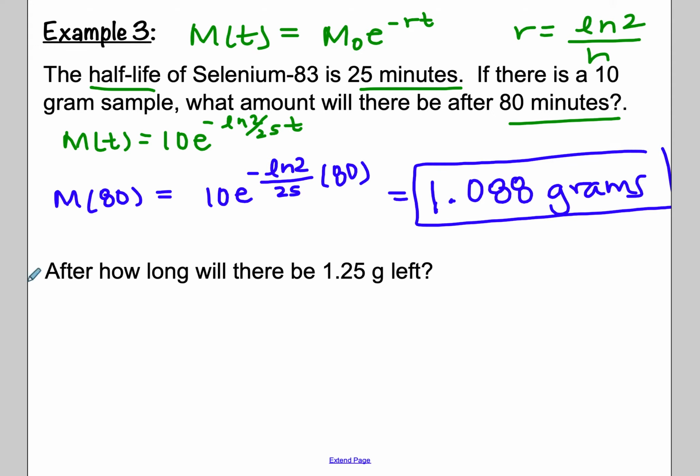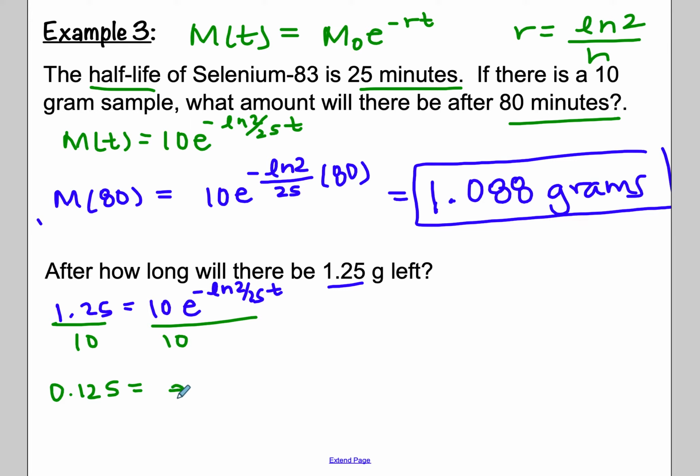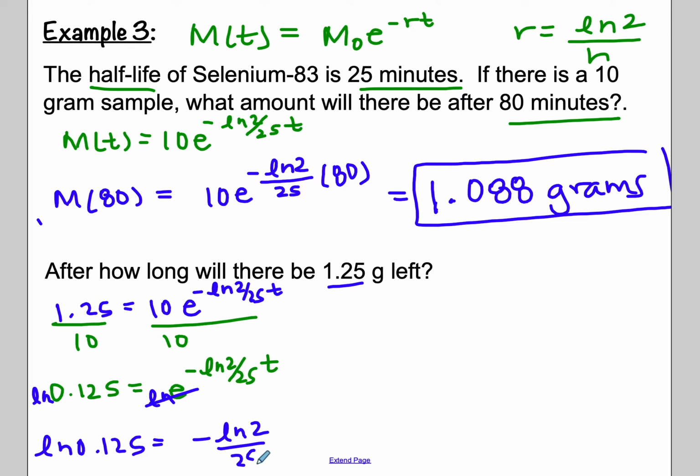Okay. Now this one says, how long will it be when there's 1.25 grams left? So in order to solve that one, I am solving for the end amount, so I'm going to plug it into here. So I'd have 1.25 equals 10 e to the negative ln of 2 over 25 t. Same steps as before, divide both sides by 10. Okay, if I take 1.25 divided by 10, I get 0.125 equals e to the negative ln of 2 over 25 t. Now in order to get e by itself, I would ln both sides. So I have ln of 0.125 equals negative ln of 2 over 25 t.